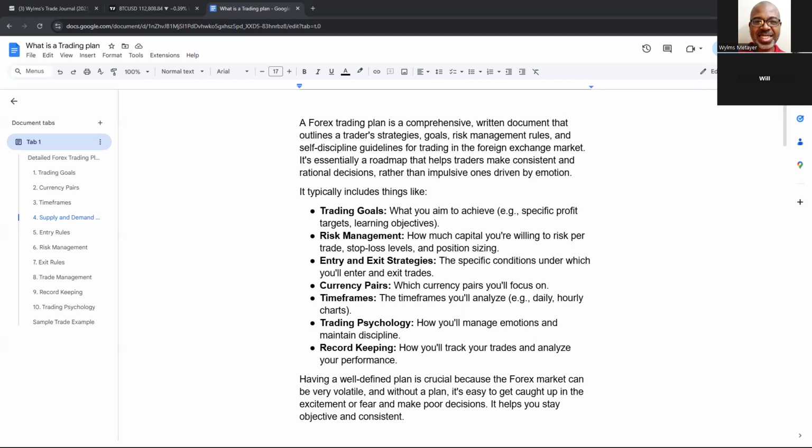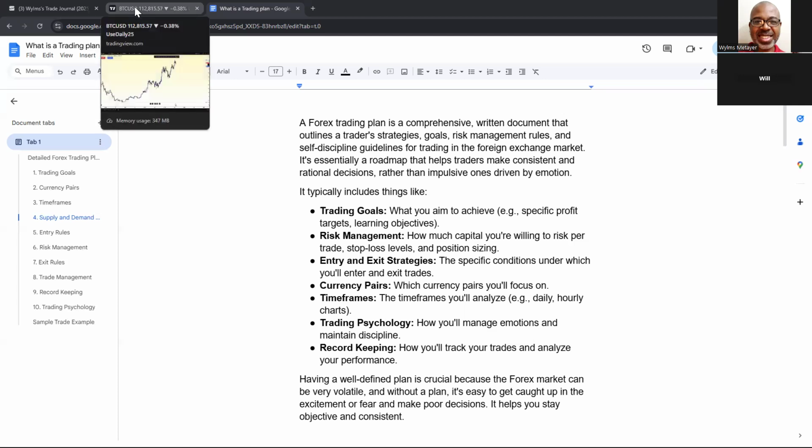Having a well-defined plan is critical because the forex market can be very volatile, and without a plan, it is easy to get caught up in excitement or fear and make poor decisions. It helps you stay objective and consistent. All right, so let's dive into the chart so I can share with you exactly how I went about creating my trading plan and what I look for in the market to execute entries and exits.